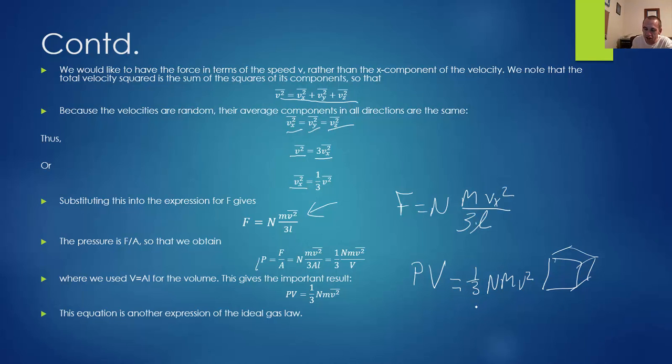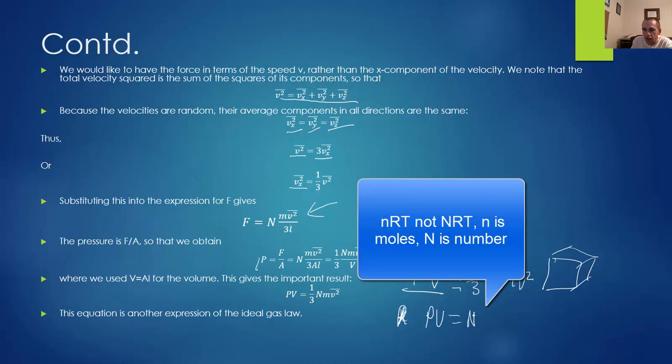Now, there's a couple things that should pop up to us. This is the ideal gas law, because the ideal gas law, remember, says pressure times volume equals number of particles times R times T.